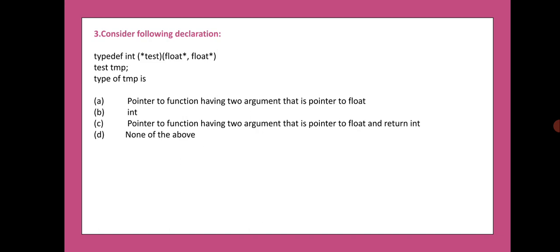Here, a pointer to a function having two arguments, that is float pointer, that is pointer to a float, and returns integer. I repeat, pointer to a function having two arguments, that is pointer to float, and returns integer.